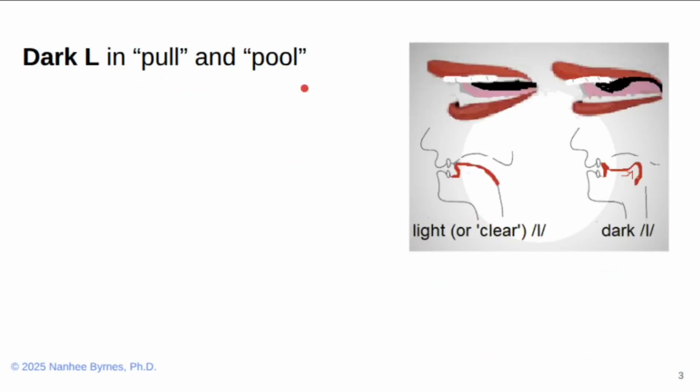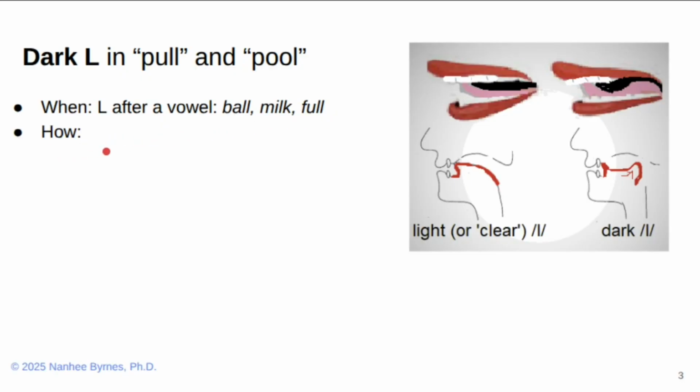The L in both pull and pool is what we call a dark L sound. Dark L occurs when L comes after a vowel in a syllable or at the end of a word. For example, words like ball, milk, and full all have a dark L. So how do we make this sound?